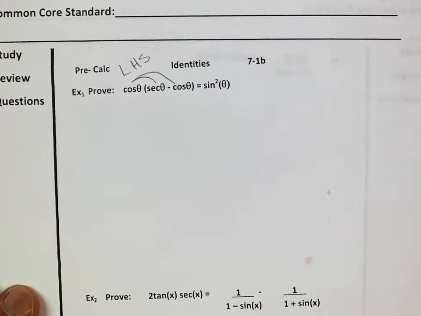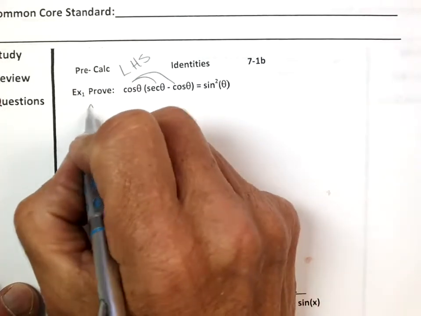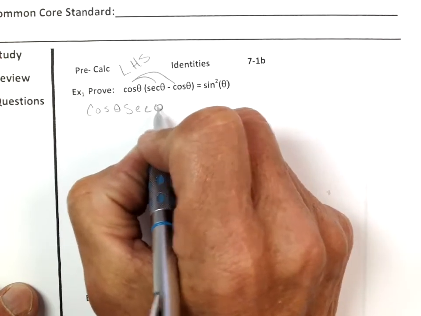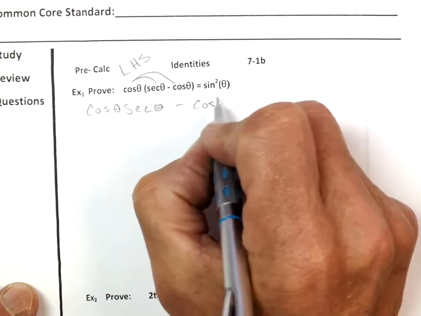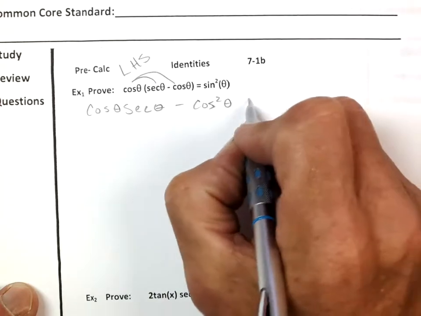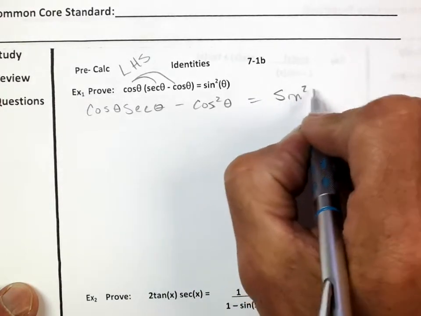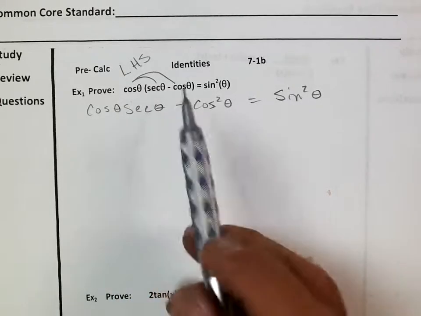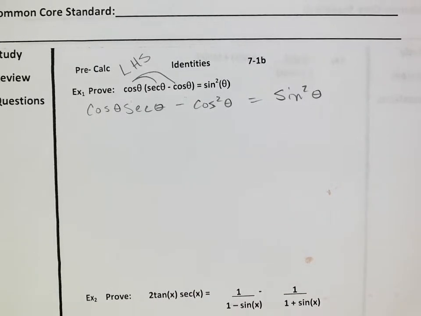But it will. Okay, so I'm going to get a cosine theta secant theta minus a cosine squared theta, okay? And that is supposed to equal some kind of sine squared theta, okay? So, again, it said do some algebra. So there's my algebra. I just used the distributive property. I went cosine times secant and cosine times cosine, okay? Sarah, what do you want to do now?